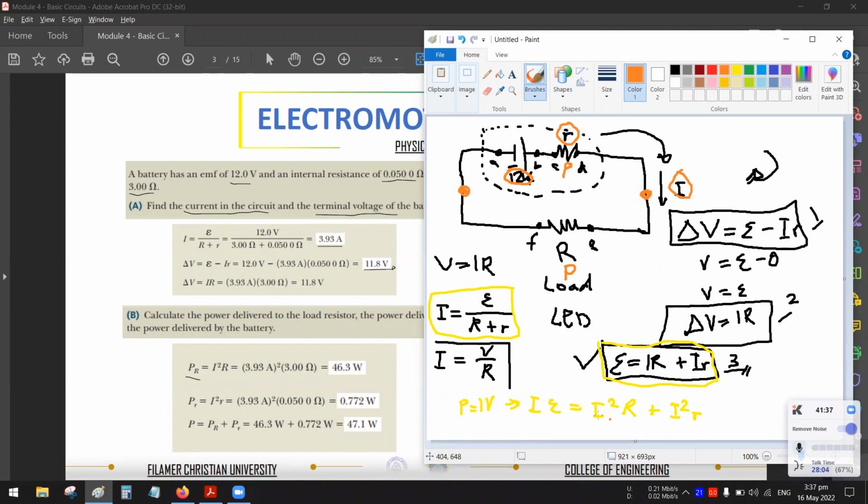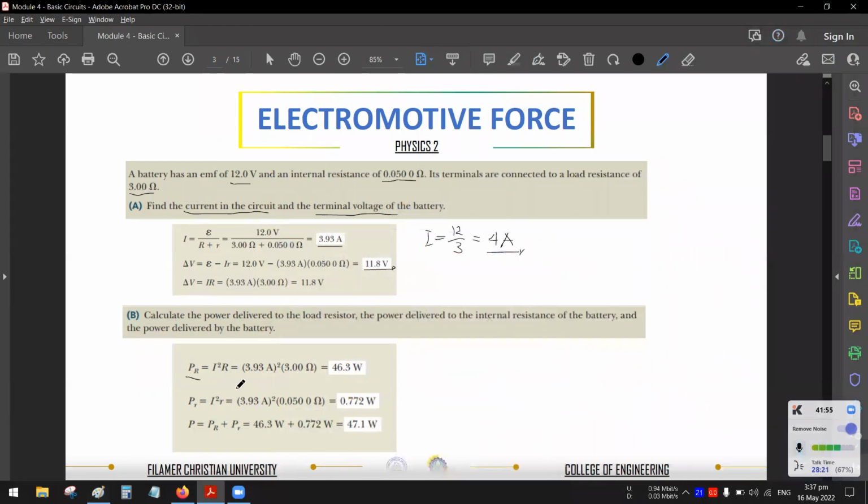Or that is equal to I squared, current squared multiplied by the load resistor, and current squared multiplied by the internal resistor or internal resistance. So if you take a look at our solution here, we just squared the current. Our current is 3.93 squared multiplied by the load resistance, that is 3 ohms.